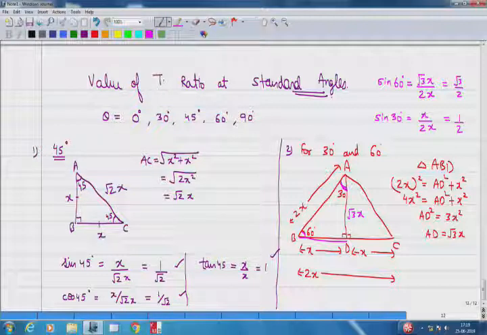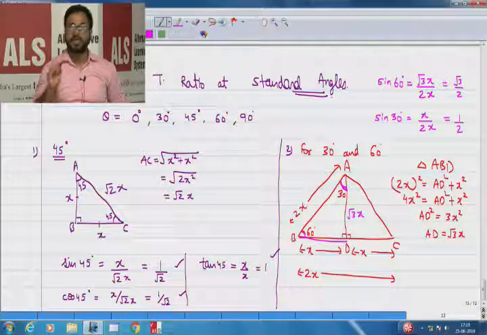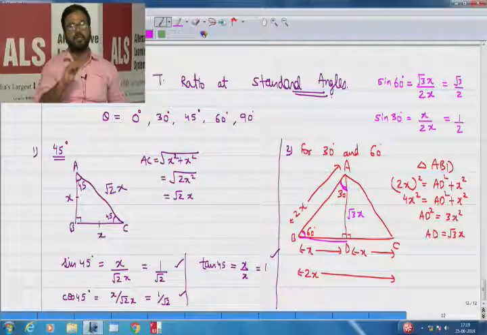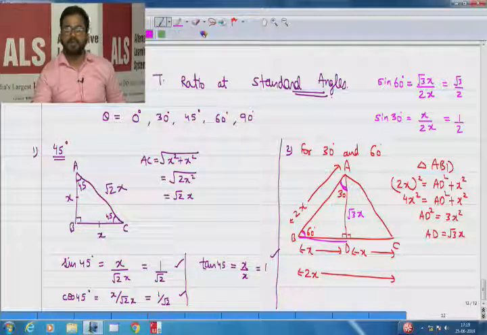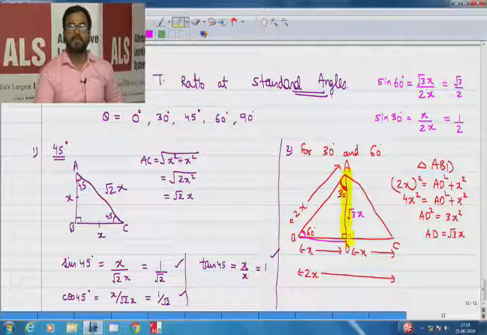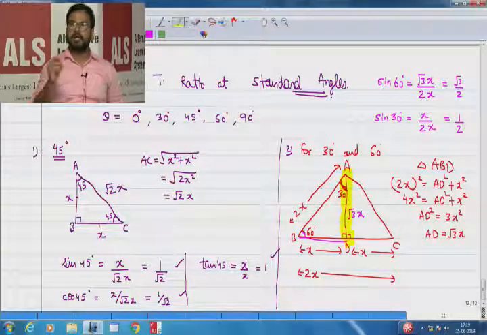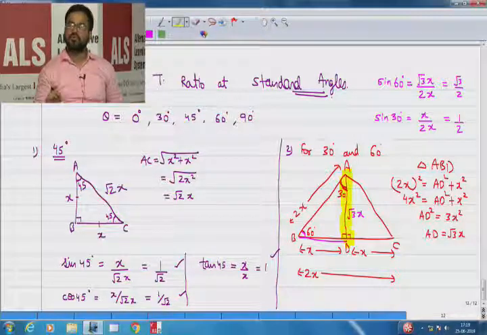Okay, basically what we are doing for 30 degree and 60 degree, first of all, I have considered the right equilateral triangle, and all of you know in an equilateral triangle all the sides are equal and all the angles are 60 degree. And then I have drawn one of the perpendiculars, like this. When we draw a perpendicular in an equilateral triangle, it divides the opposite side into two equal parts, and the angle also gets divided into two equal parts.